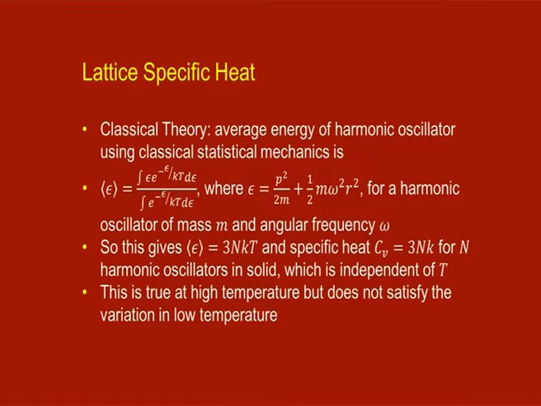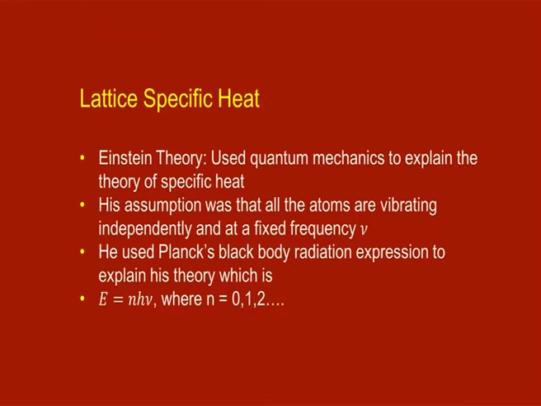Now, if you calculate the average energy of the harmonic oscillator using the above equation, we can find the average energy is equal to 3nkT, and from this we can find the specific heat, because specific heat is the first derivative of the average energy with respect to temperature, which gives us the value 3nk for n harmonic oscillators in the solid. Now, if we look at this equation of specific heat, we find that it is independent of temperature, which is true for high temperature, but when it comes to low temperature, we cannot match the values with the experimental value. That means there is some discrepancy, and to resolve this discrepancy, Einstein proposed a model, and he used quantum mechanics to explain the specific heat of a solid.